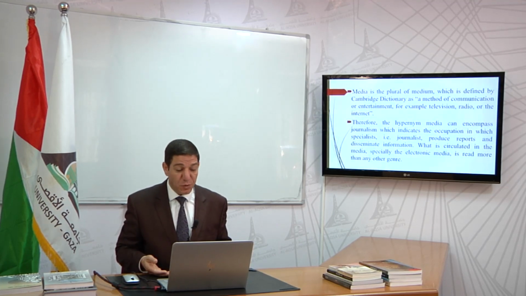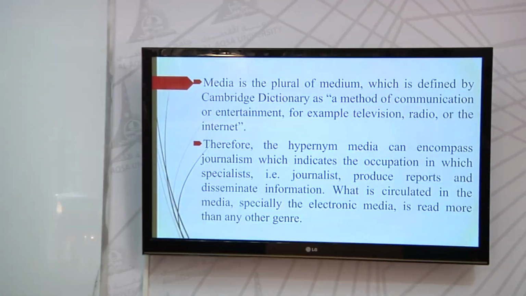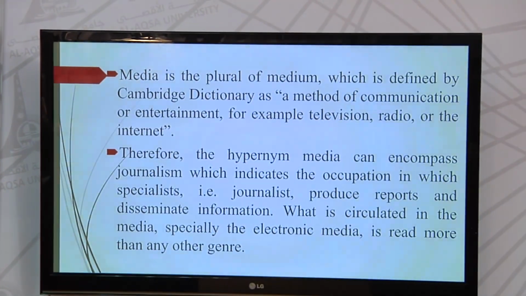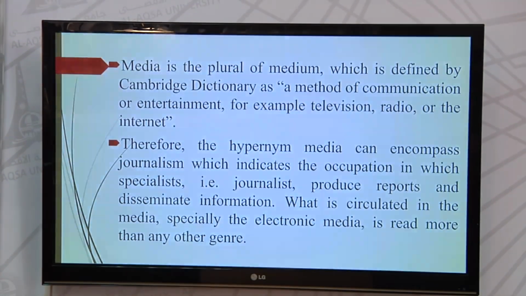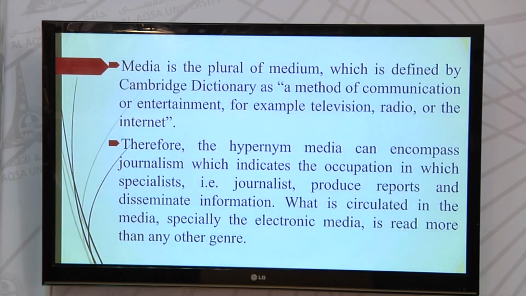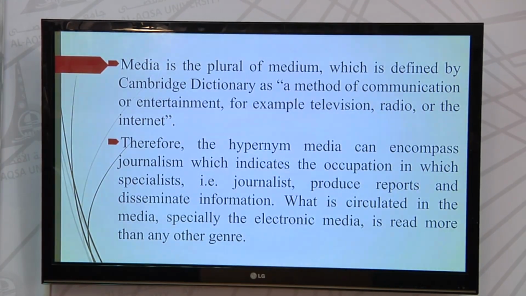journalists, produce reports and disseminate information. Usually when you talk about journalism, you talk about newspapers, written form. Media is wider than journalism. It includes everything, including the internet, and you have the term social media. Facebook, Twitter, these are all media. What is circulated in the media, especially the electronic media, is read more than any other genre today. Media is very pervasive. It follows us even in the bedroom, in everywhere you go.